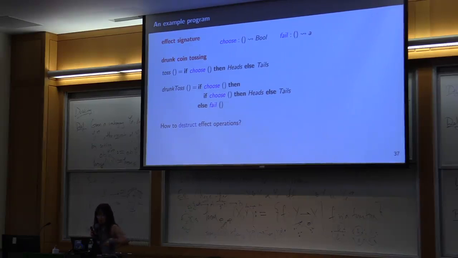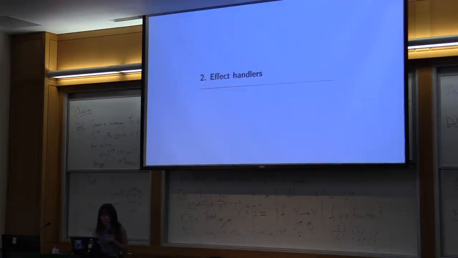But so far, I still haven't told you how we should destruct effect operations. Now, according to the operational semantics, the program will just get stuck whenever you see an operation. So that's exactly what effect handlers do. So what are effect handlers?